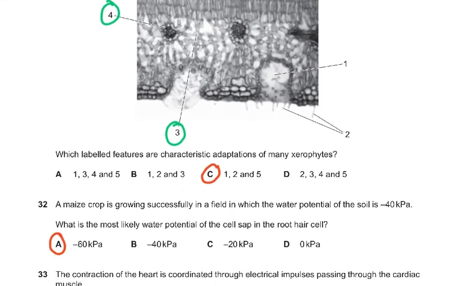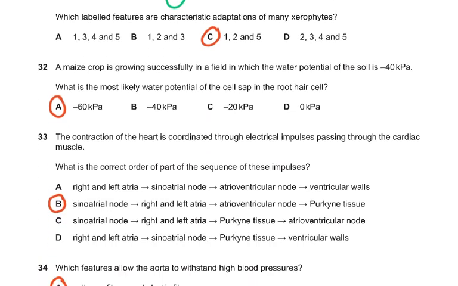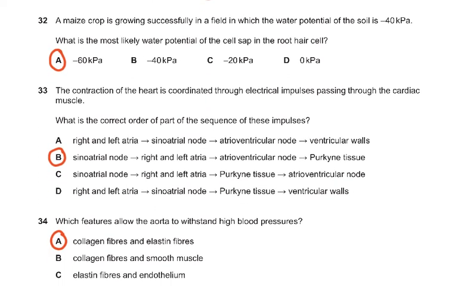So there's less transpiration. Then coming to the next, 32: a maize crop is growing successfully in a field in which the water potential of the soil is minus 40 kPa. What is the most likely water potential of the cell sap in the root hair cell? When you read such a question, always look at the important point: what is the most likely water potential of the cell sap in the root hair cell? Now, this was given to you of the soil. What are the choices here? This is more, this is the same, and these are less.